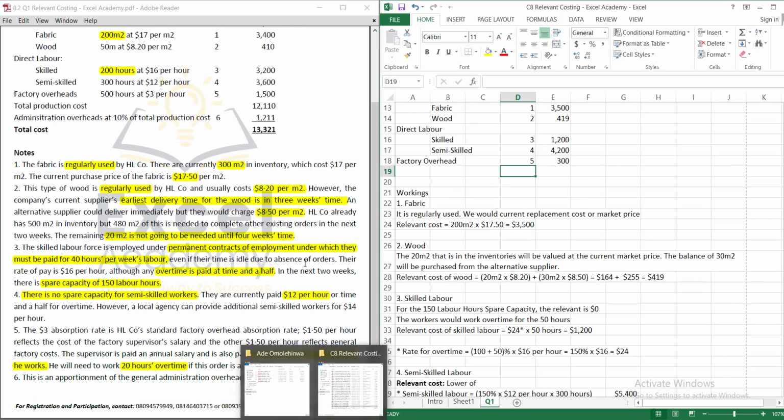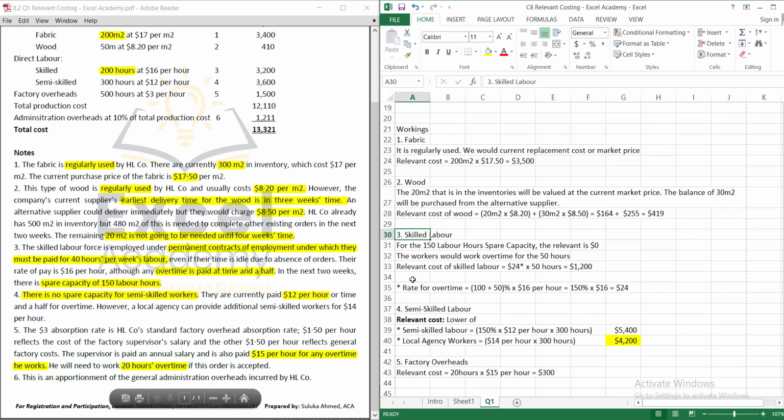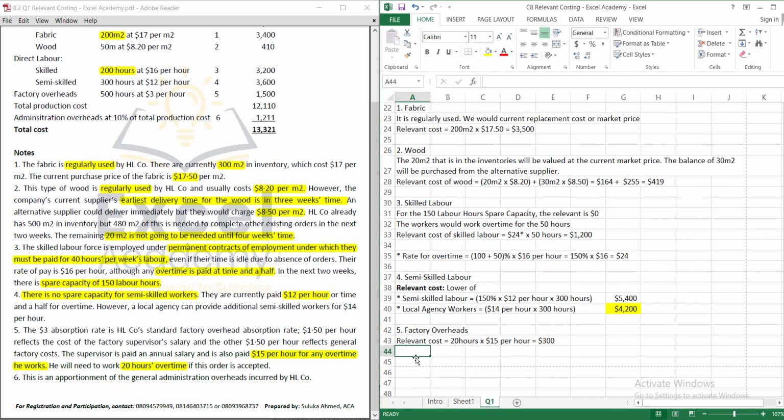Next, administration overhead, which is 10% of production. In relevant costing, the administrative overhead is not an additional cost. Do you get it now? So here we will not consider it as a relevant cost.